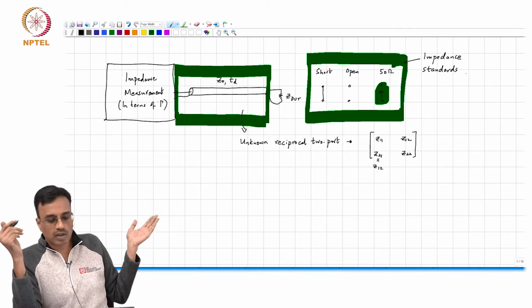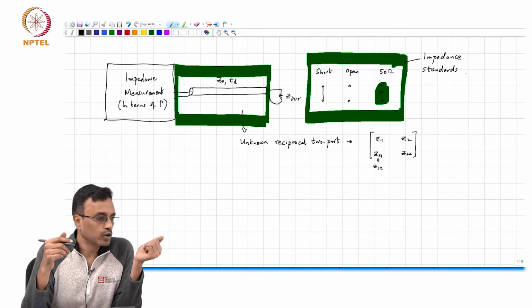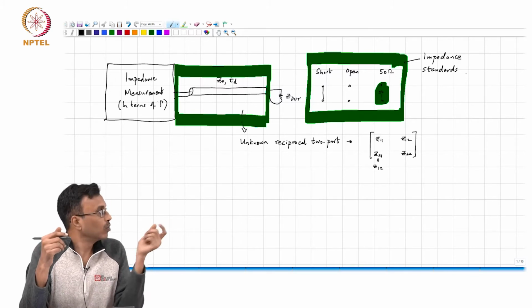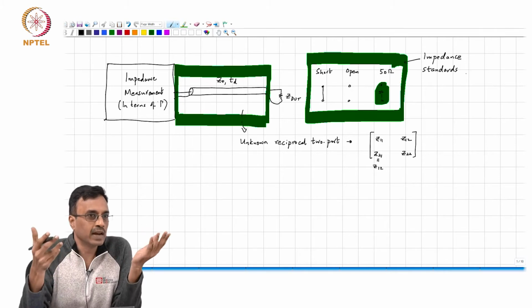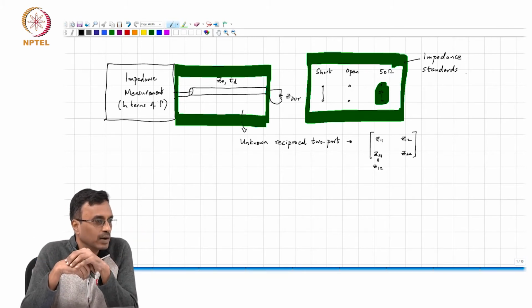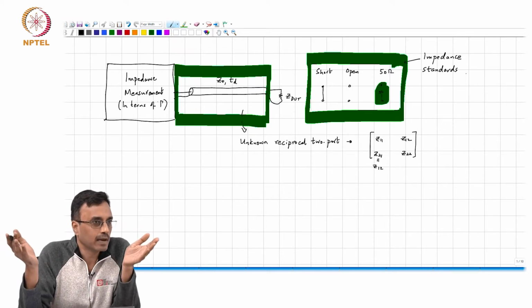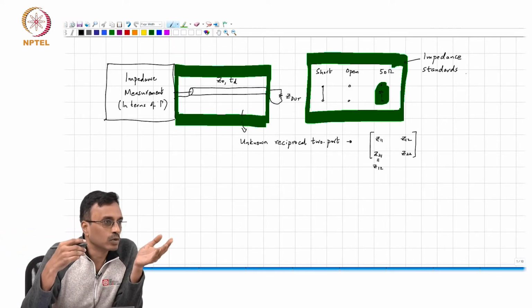And what do you think is there inside that box? What all do you think you would need inside that box to be able to make measurements over a range of frequencies? Pardon? I cannot hear you.